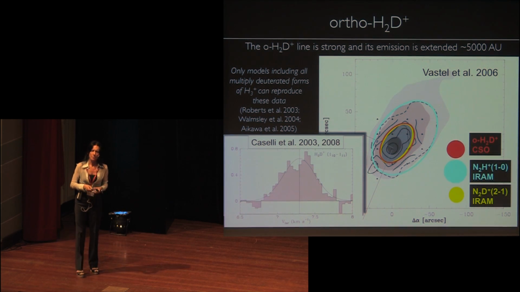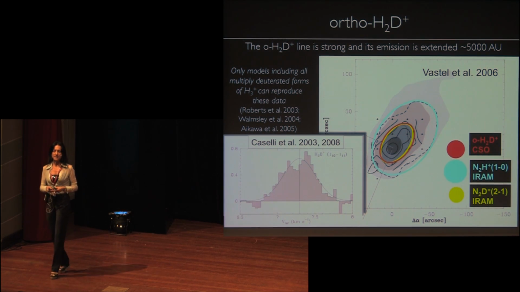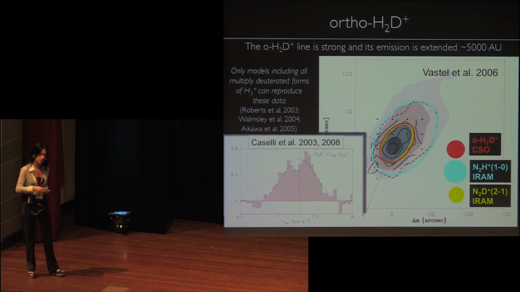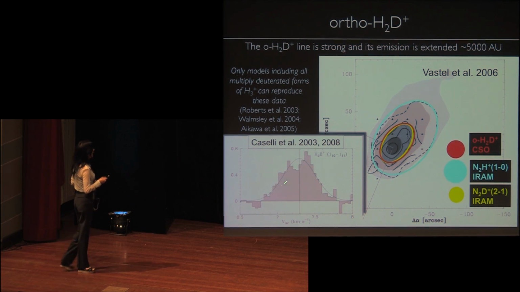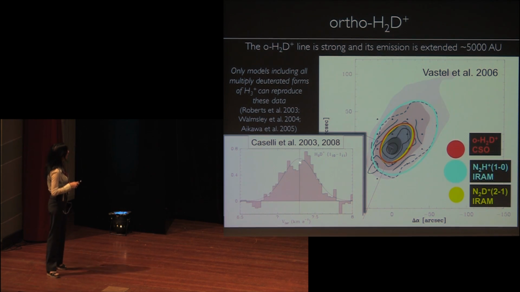Right, so H2D+ being the main driver is of course abundant, and in fact the line that we detected 10 years ago was 1 Kelvin, almost 1 Kelvin line. That was kind of a surprise at that time. So we had to remake the models, including all the doubly deuterated and triply deuterated H3+ isotopologues.